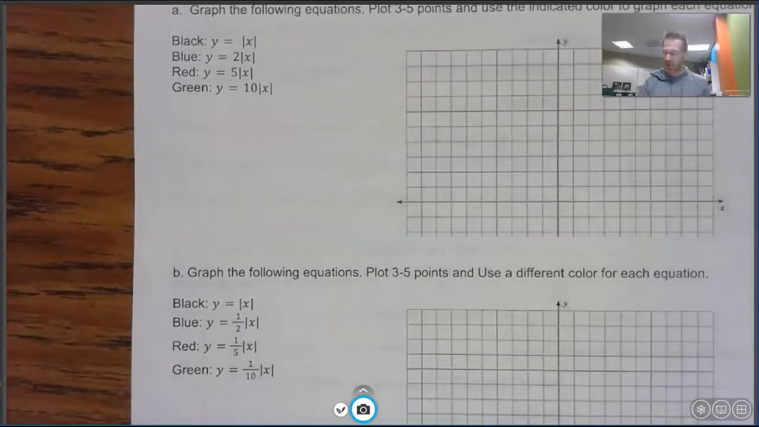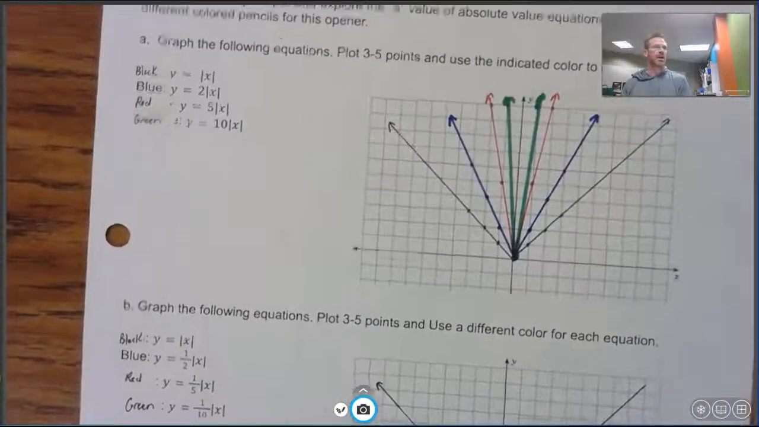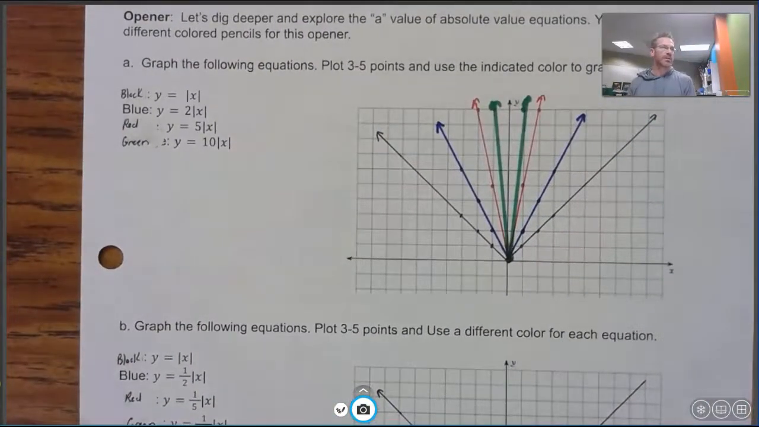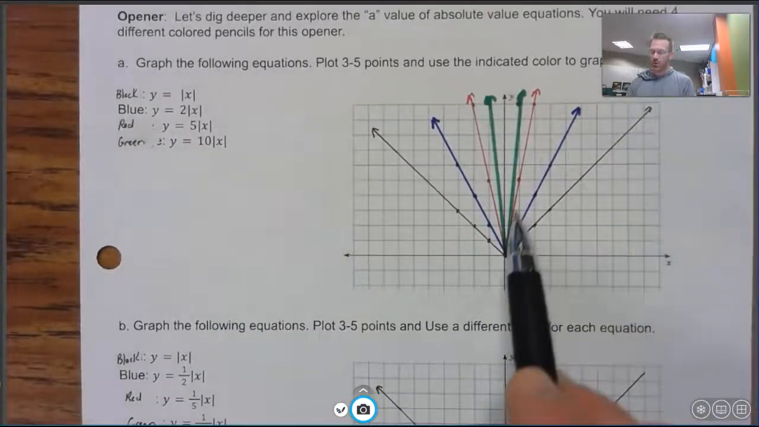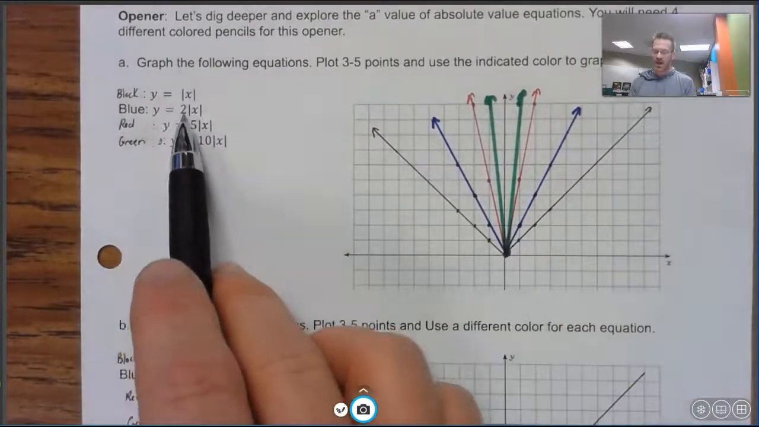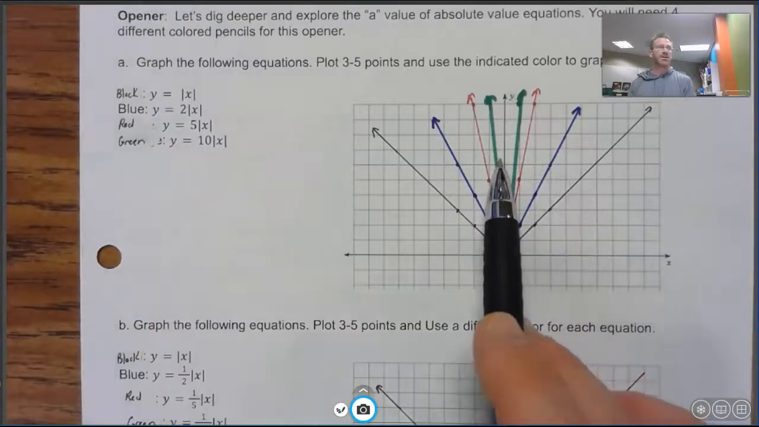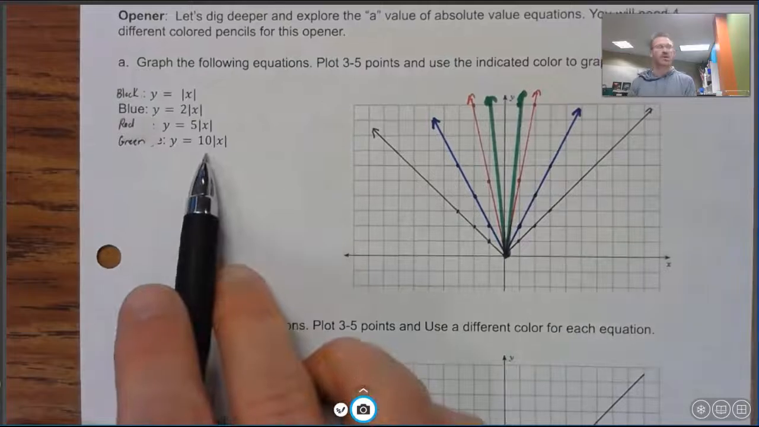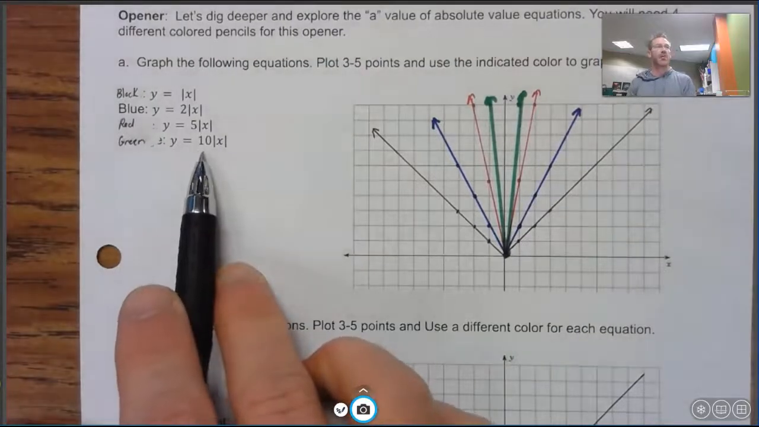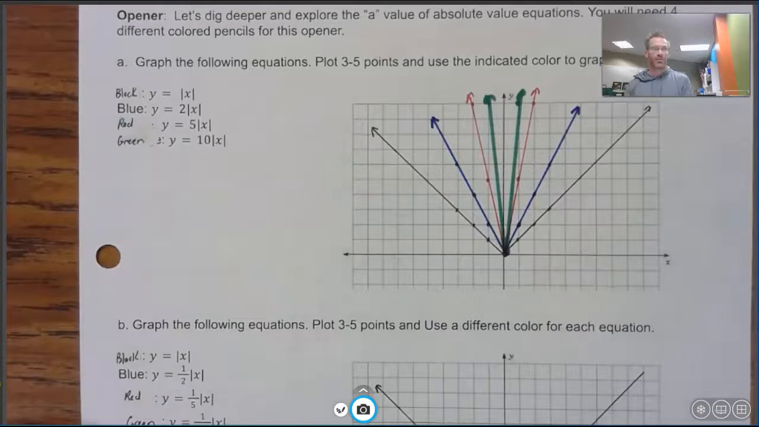All right, so here is my work. Let me show you here, and I used different colors: black, blue, red, and green. You can see as the A value got bigger, 1, 2, 5, 10, my graph got steeper, got narrower. It's growing at a faster rate. The rate of change is increasing. And that should make sense. It's going to grow faster, so it's going to be steeper or narrower.